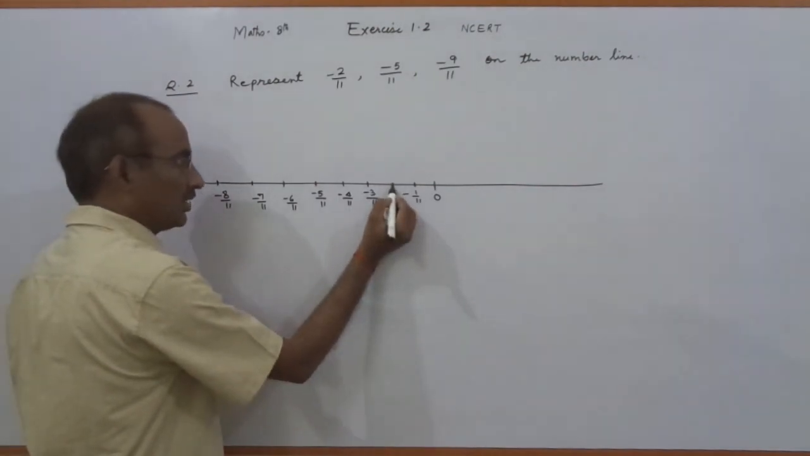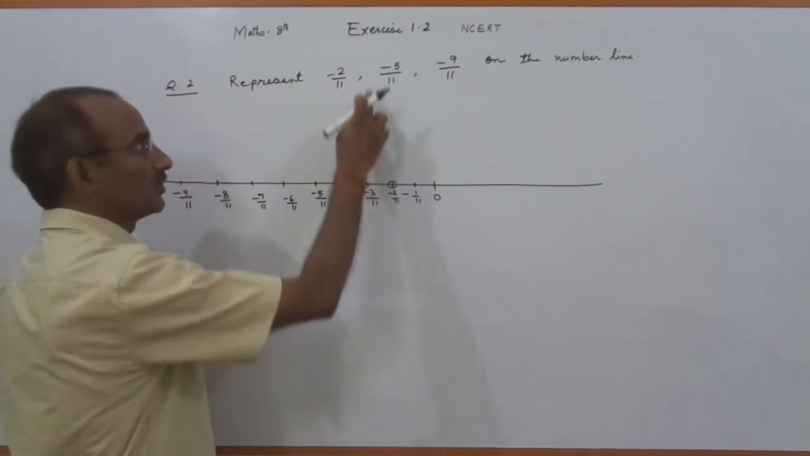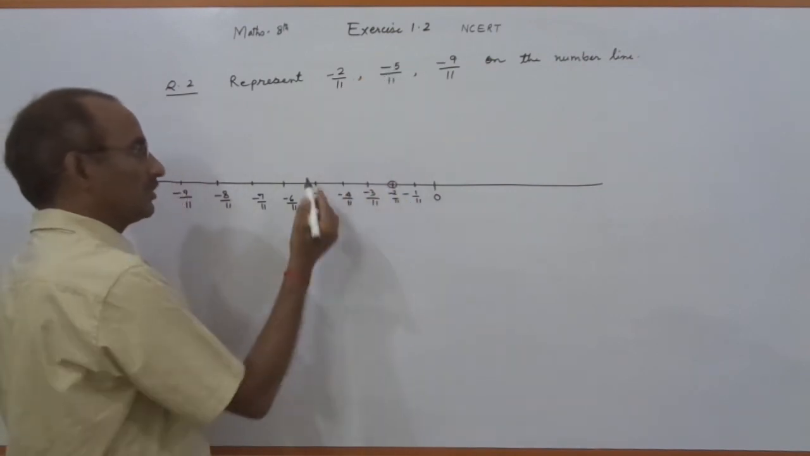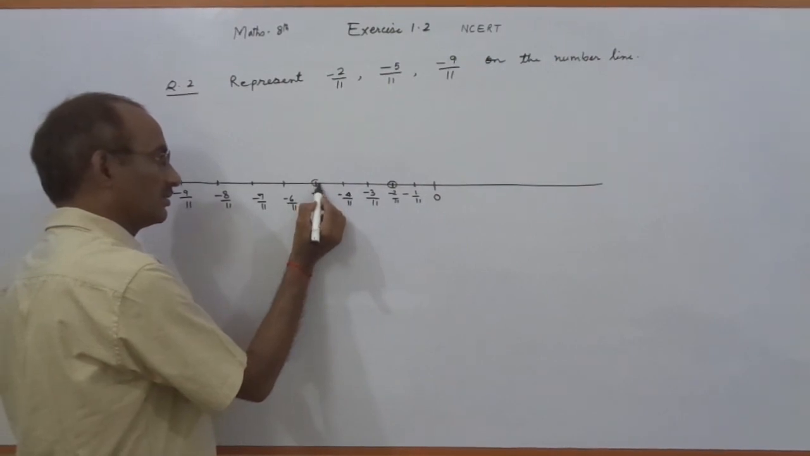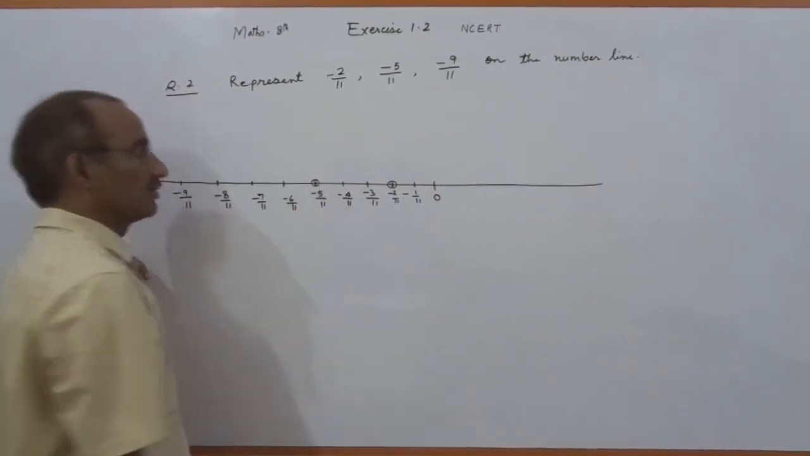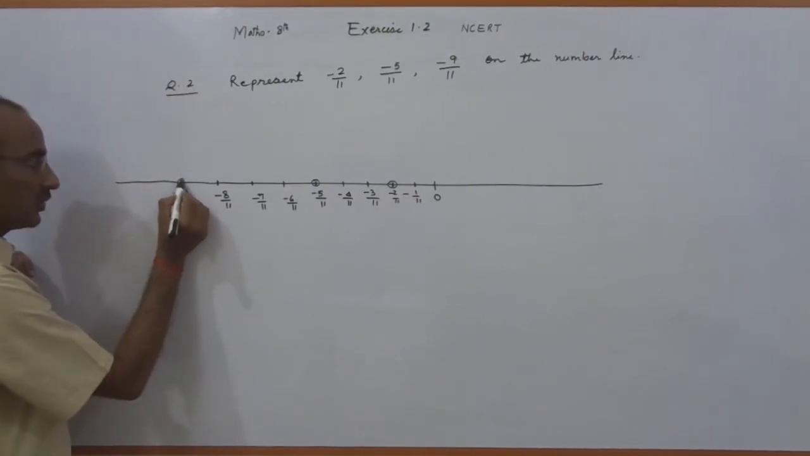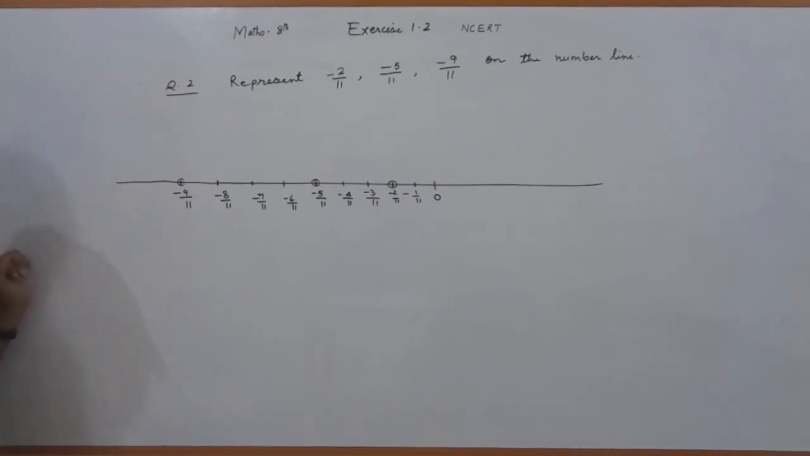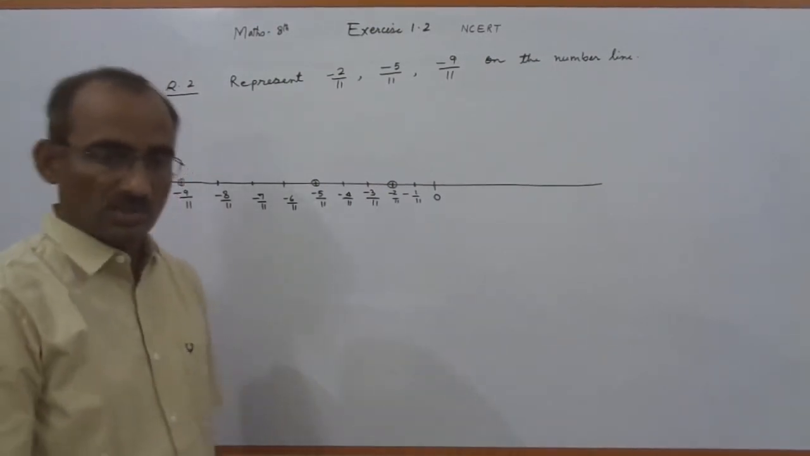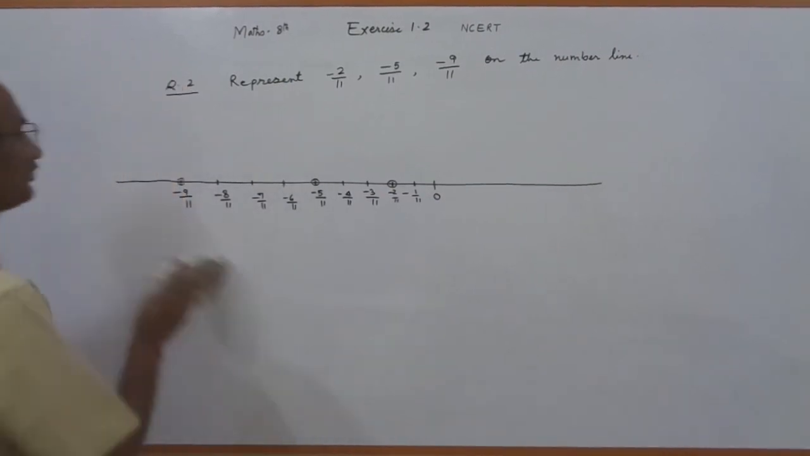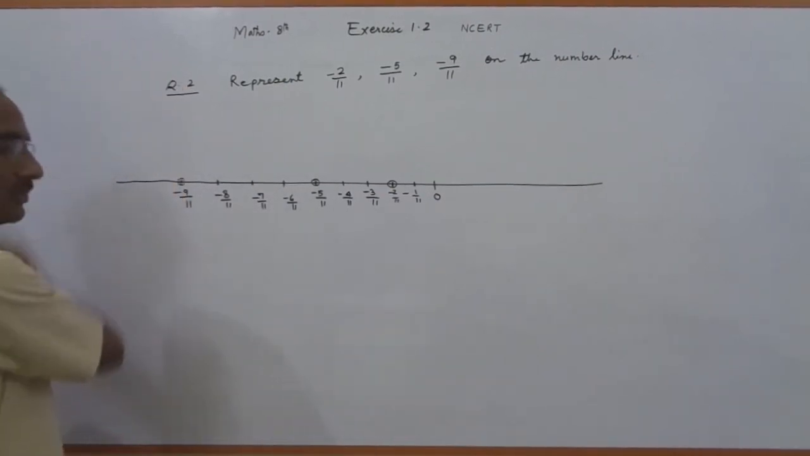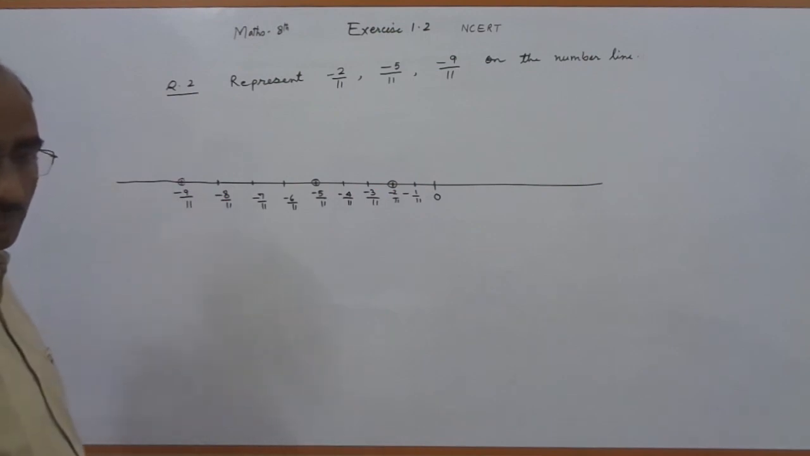So this is the point which represents minus 2 upon 11. And for minus 5 upon 11 we have this point. And for minus 9 upon 11 we have this point. So it is very easy to represent a number on the number line. Now come to the question number 3.